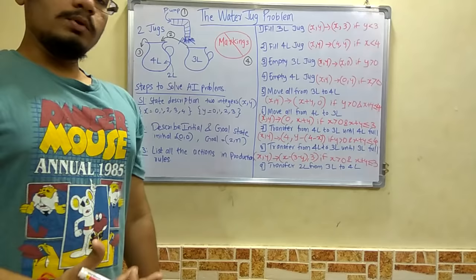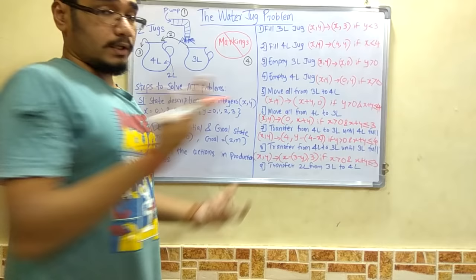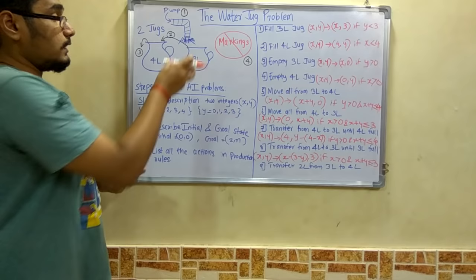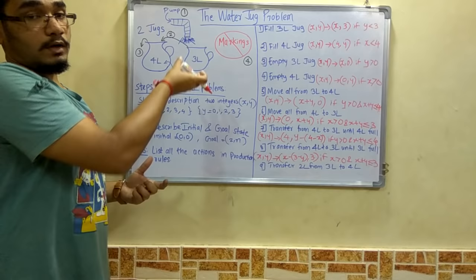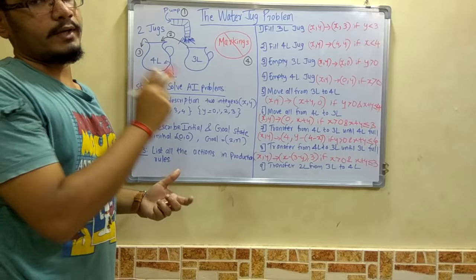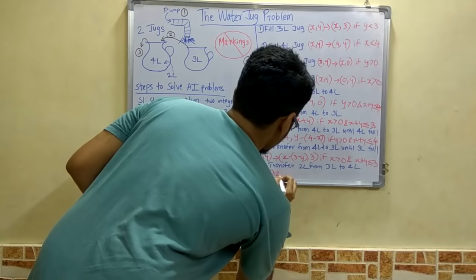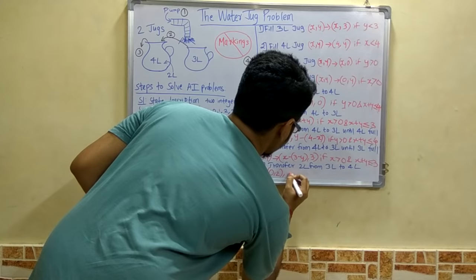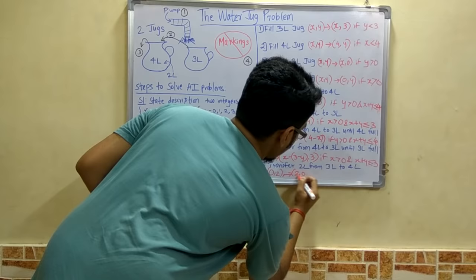And the final production rule is transferring from the 2-liter to the 3-liter and finally to the 4-liter. Whatever water you have in the 3-liter, you will first subtract or reduce the quantity of the 2 liters and transfer it to the 4-liter, and that is the final goal state we achieve in this water jug problem. So for that we'll have 0, 2, that is the x, y state space, and you will move to 2, 0. So this is the final goal state.